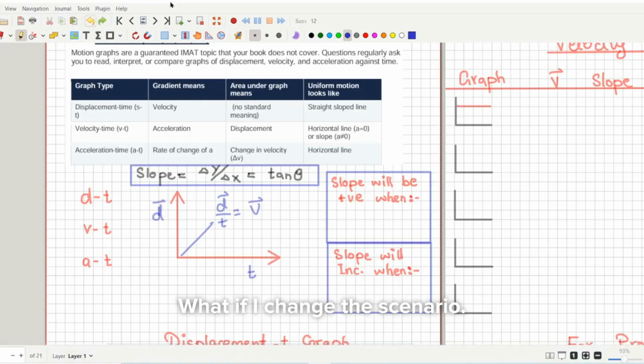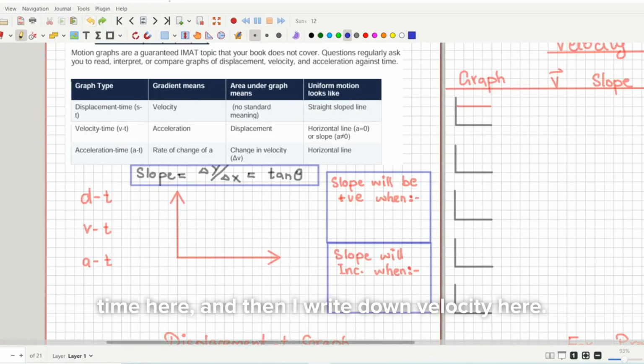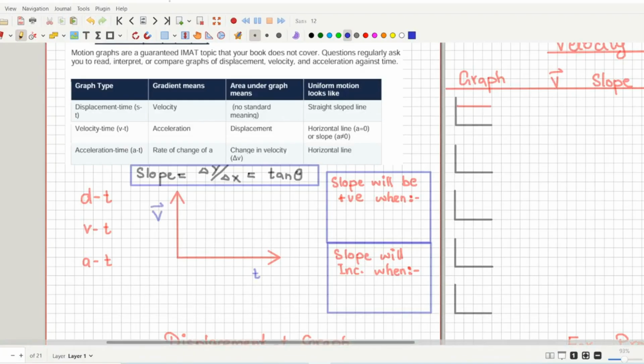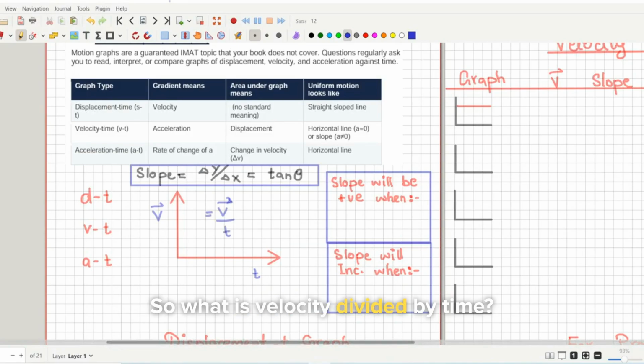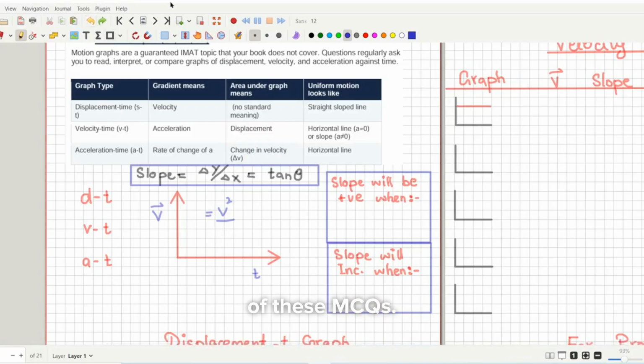What if I change the scenario? If I write down time here and then I write down velocity here, what would be the y component and what would be the x component? The y component is velocity, right? And what is the x component? The x component is time. So what is velocity divided by time? It is acceleration. Acceleration is change in velocity divided by time, right? So that's how you can find the gradient for all of these MCQs.